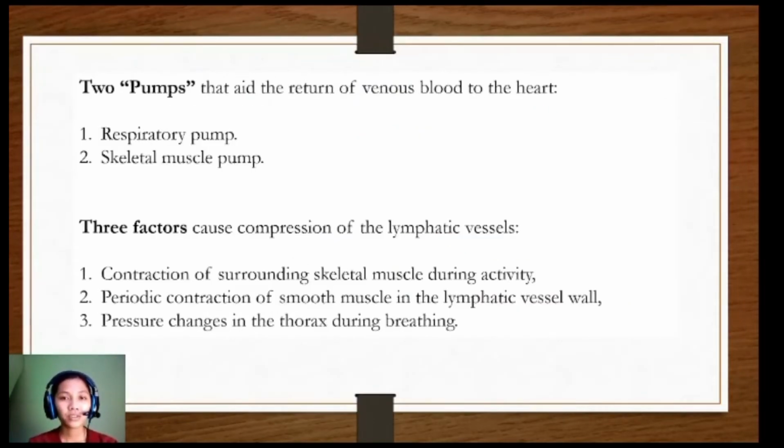So there are two pumps that aid the return of venous blood to the heart: the respiratory pump and the skeletal muscle pump. The respiratory pump is a mechanism that helps pump blood back to the heart during inspiration. An example is during inhalation and exhalation. During inhalation, the diaphragm contracts, so it moves inferiorly and the abdominal cavity pressure increases. That pressure squeezes the inferior vena cava within the abdominal cavity to push blood superiorly. So the respiratory pump propels blood in the abdominal cavity superiorly during inhalation.